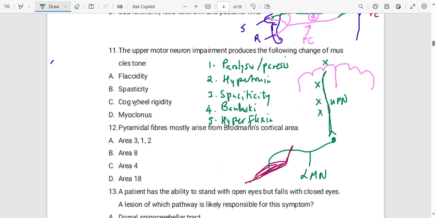flaccidity, spasticity, cogwheel rigidity, myoclonus. Which one can we pick? Anyone? Thank you so much.